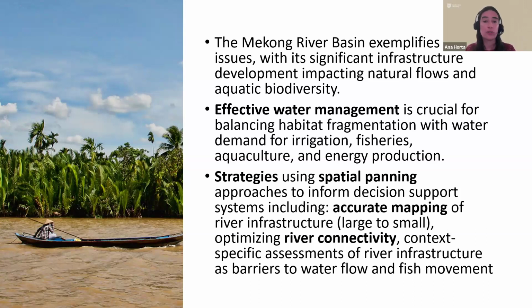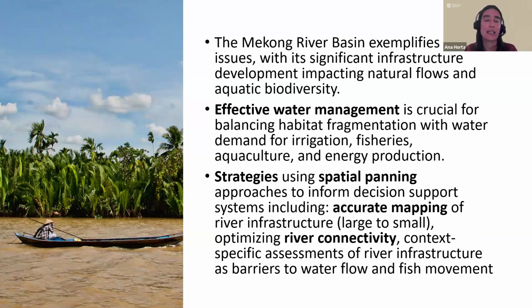So one way to do this is to adopt a strategy that uses spatial planning approaches that can inform these decision-making processes. And so these strategies can include the accurate mapping of river infrastructure of all sizes, from large to small, and also river connectivity assessment. So by adopting a spatial planning strategy, you can actually create context-specific assessments of river infrastructure when they act as barriers to water flow and fish movement.